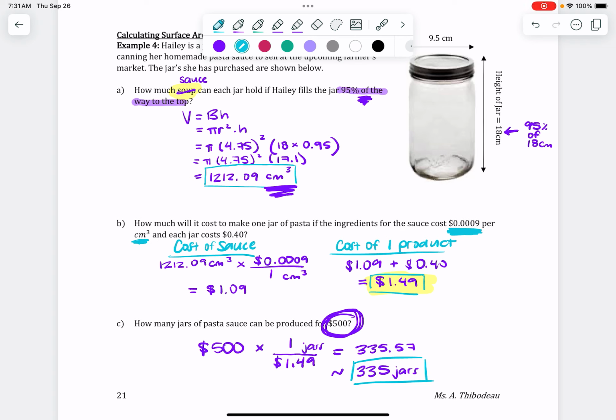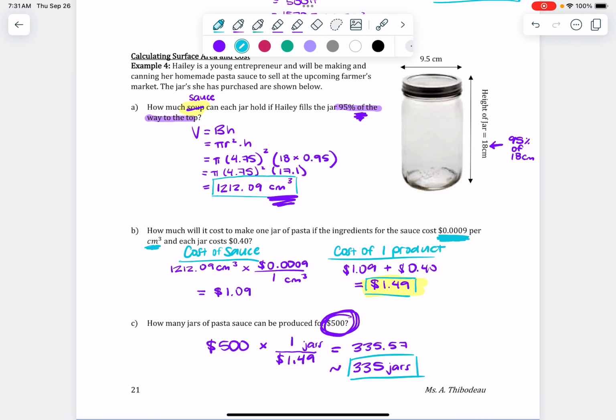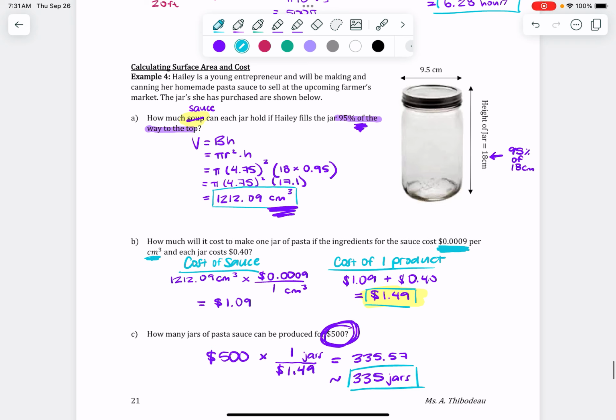Now, if that was our original question, I'd still have to do all of these steps. I'd still have to figure out how much sauce fits in a jar. I still have to figure out how much it costs to produce 1 jar of sauce before I can do that last step. So please keep in mind that a question like this can really just be lumped into one original question rather than 3 parts. Otherwise, that is it. That is all.